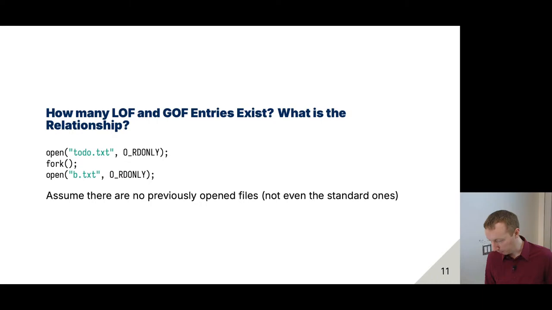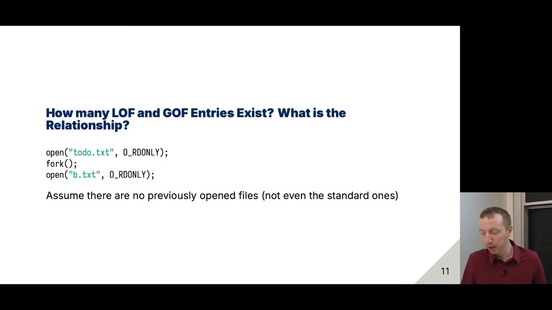So if I had something like this, in my program I did an open of todo.txt, and then I forked, and then I did open b.txt. How many entries would I have in the global open file table, and how many entries would each process have in its own file table, assuming that neither process has any file descriptors open? So before this line executes in our first process, we have nothing open, so no file descriptors.